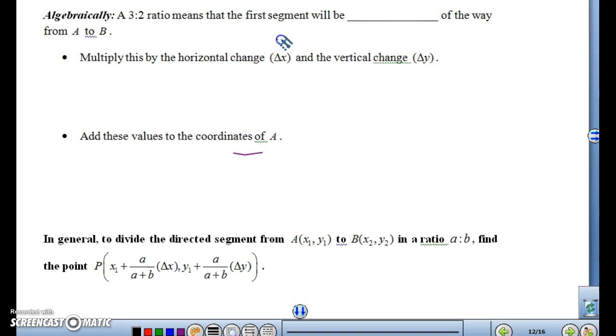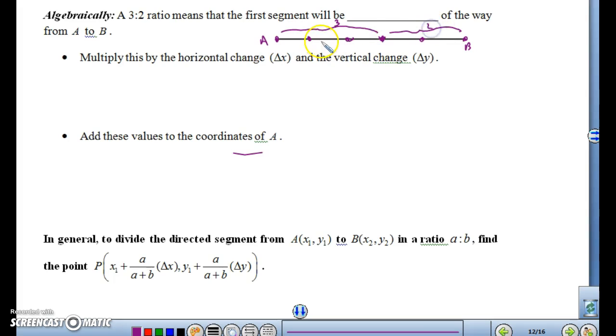Well, if we look at our segment, remember it's divided into 5 equal parts. 1, 2, 3, 4, 5. That's pretty close. All right, those 5 parts are equal. A 3 to 2 ratio means it's going to divide into 3 to 2. That's 3, and that's 2. What fraction of the distance from A to B, this is A and this is B, would be this point?